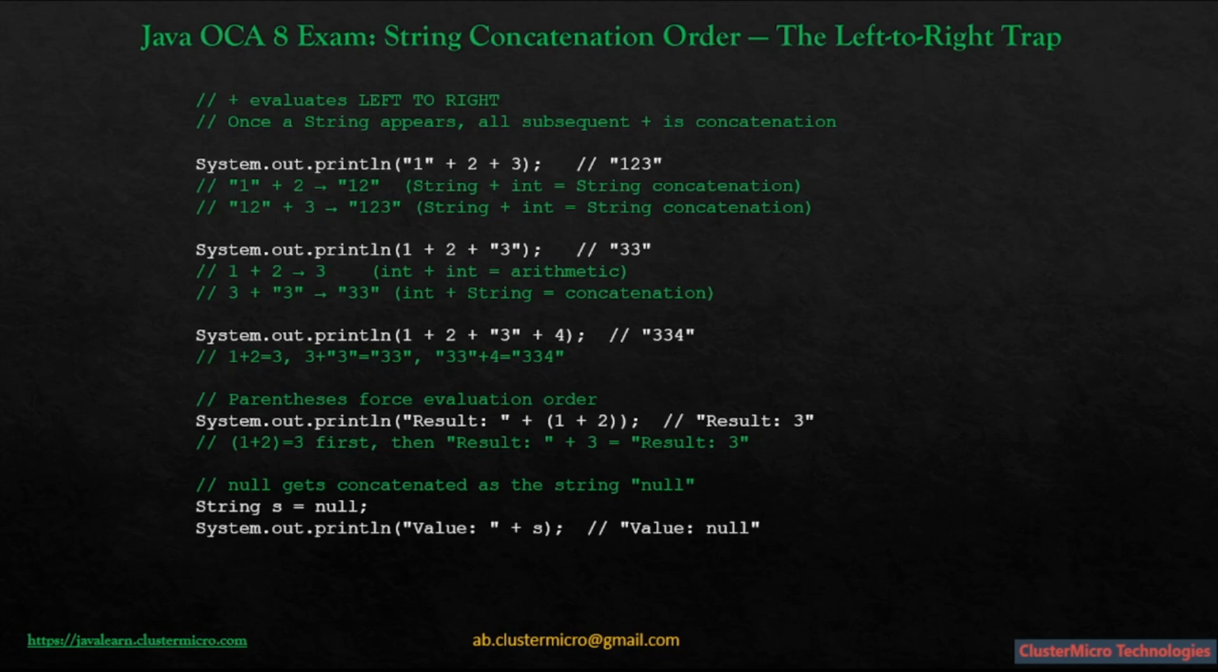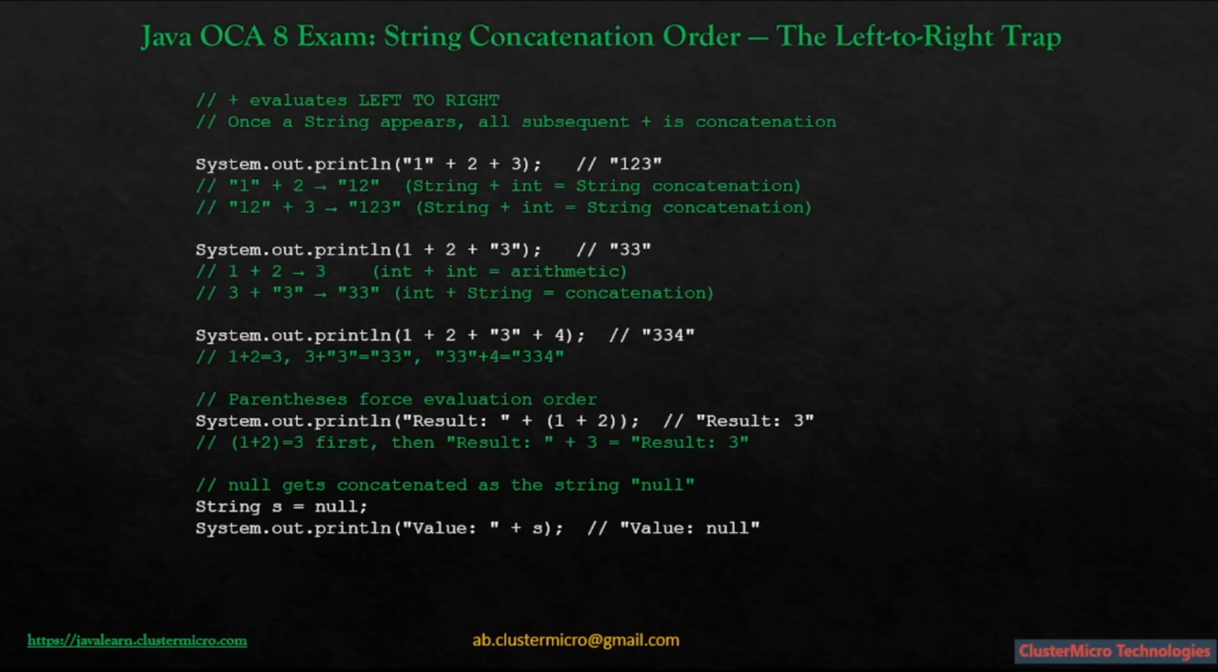And then null concatenation. So we have String s = null and System.out.println(value + s), right? So value is null. You might expect this to throw a NullPointerException, but it does not. When null is used in a concatenation, Java converts it to a 4-character text null and appends it. The output is value null. Literally, the word null as text.